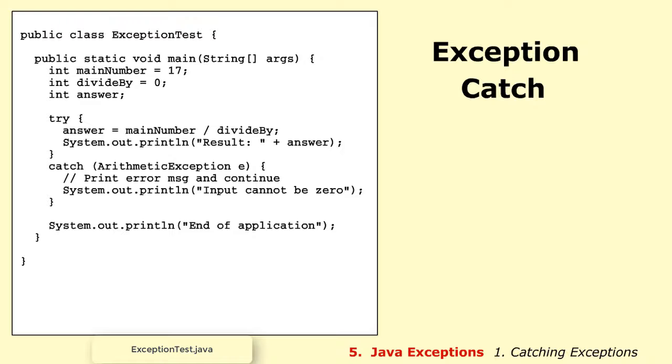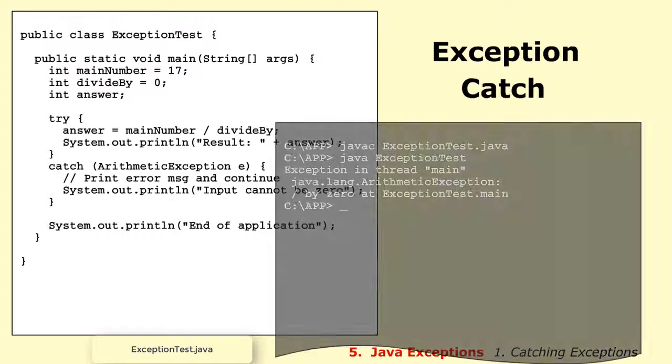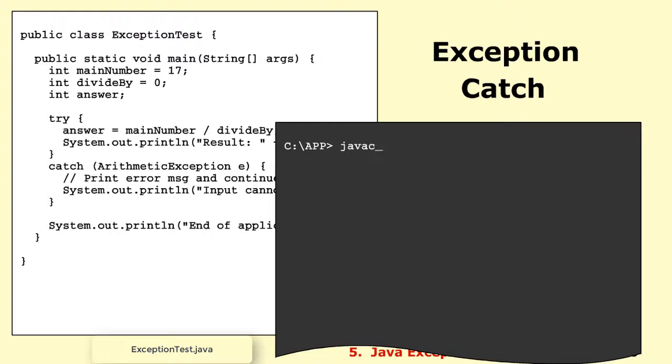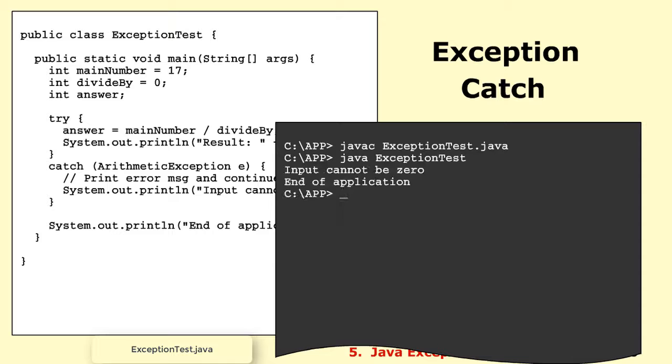Let's explain this section of our code. We're asking the Java virtual machine to monitor this code segment, catch any arithmetic exceptions that might occur, and execute these statements if one does occur. Then fall through and continue to execute the remaining statements in our program. Let's compile this code again. Notice the program didn't terminate prematurely, and we got to the final print statement.